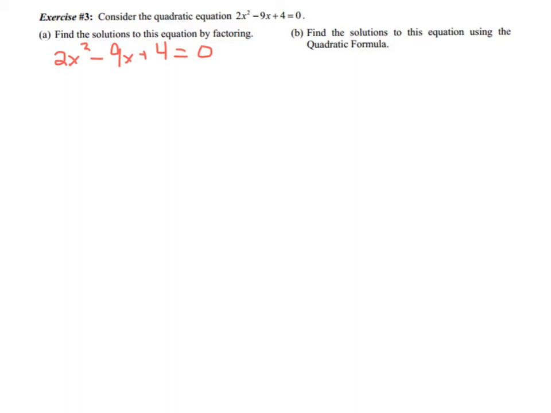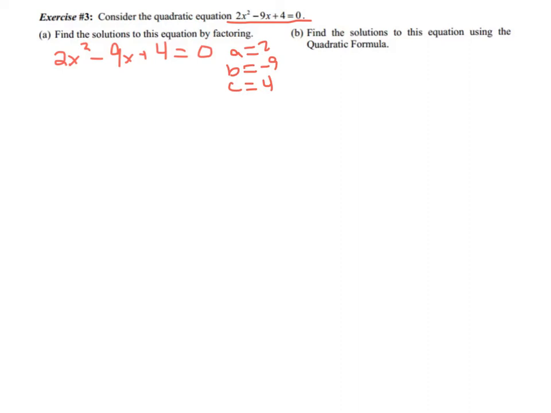Alright, so now we're going to consider this quadratic equation right here. And first we're going to solve it by factoring. So once again, pick out your A, your B, and your C. So A is equal to 2, B is equal to -9, and C is equal to 4.